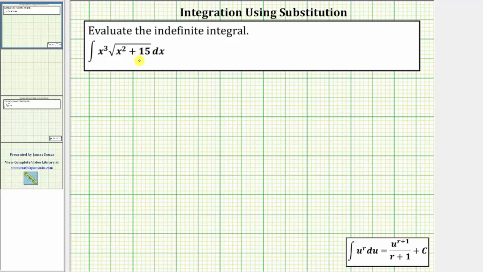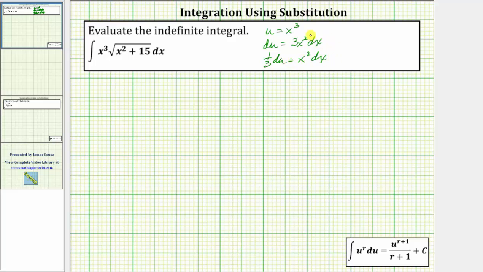Normally when performing u substitution, we let u equal the higher degree part, meaning we would typically let u equal x cubed. But in this case, this is not going to work. And let's find differential u to see why. Differential u is equal to 3x squared dx. If we divide both sides by 3, we have 1/3 differential u equals x squared dx.